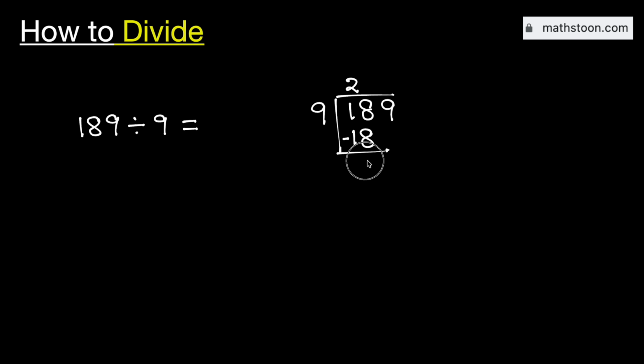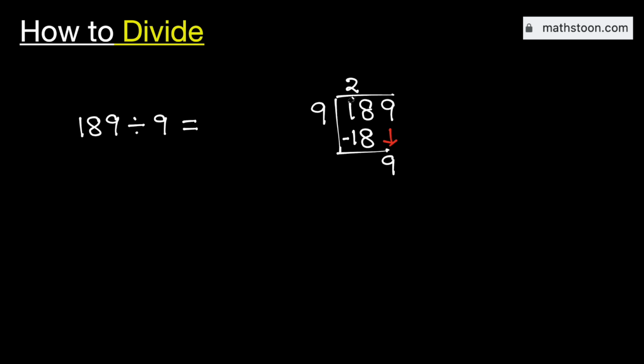Subtract, we get a 0. As this 0 is less than 9, we will bring down this number 9 here. Now we know that there is no meaning of zeros on the left, so we will remove this 0.